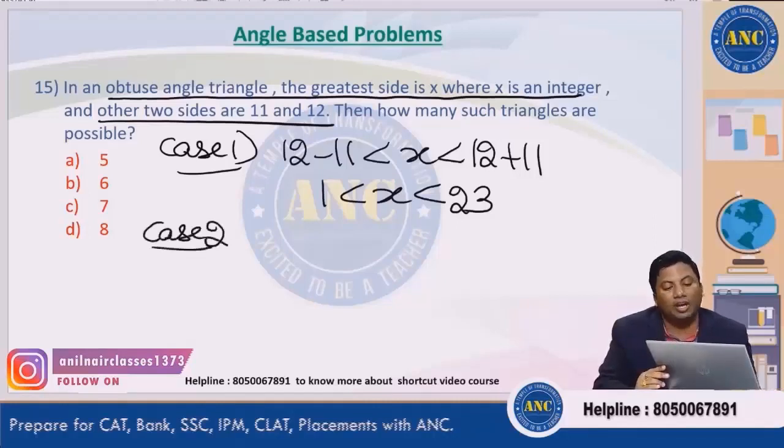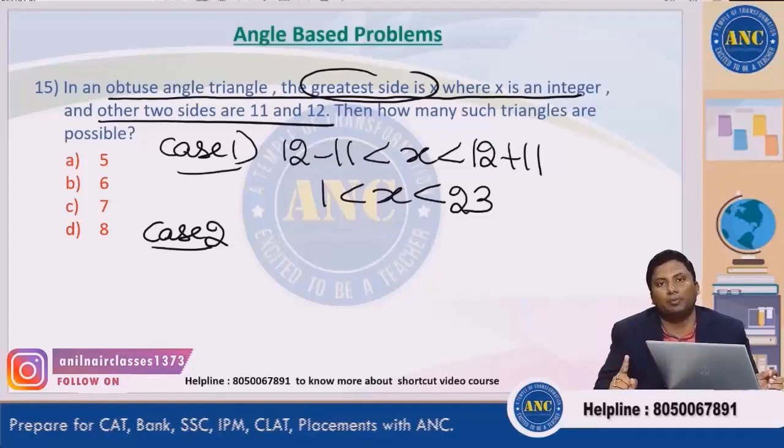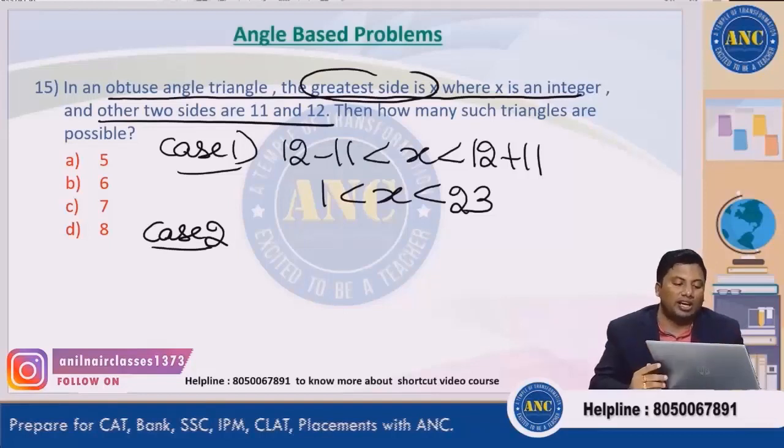Case 2. Now he has given that the greatest side is x. How to solve acute angled and obtuse angled triangle problems? In an acute angled triangle, first check whether the three sides form a triangle, that is case 1. X is the largest side, case 2. X is not the largest side, case 3. But here I don't need to do case 3. He has already mentioned that x is the greatest side.